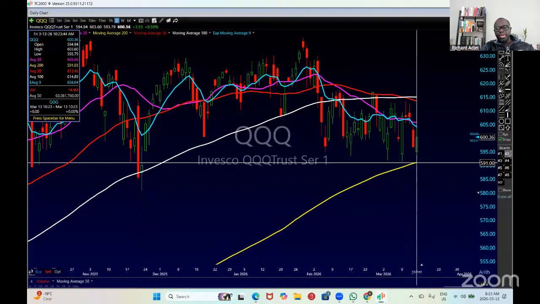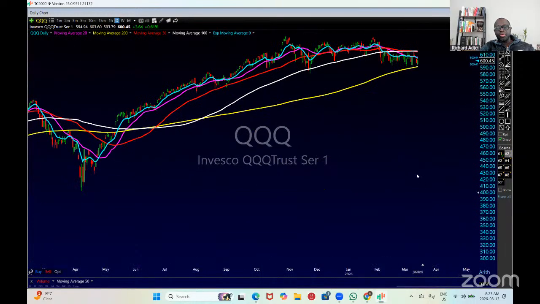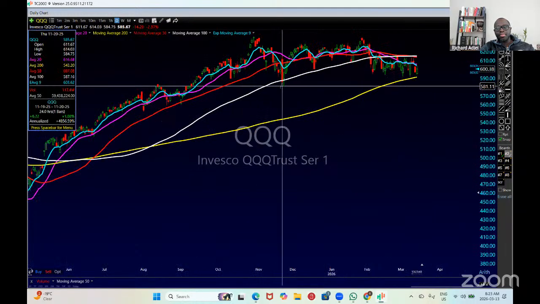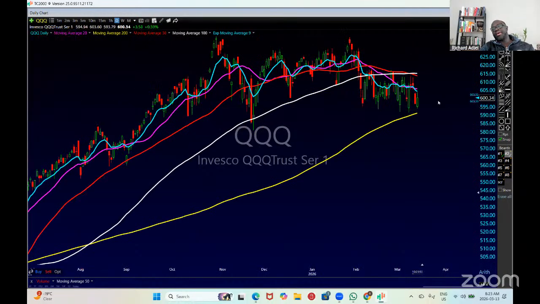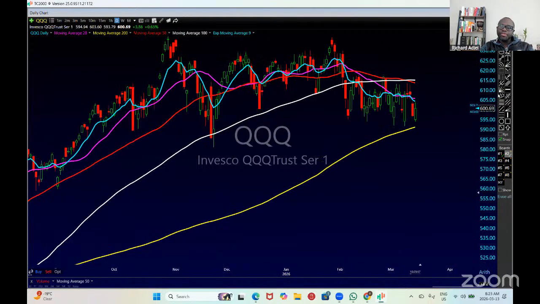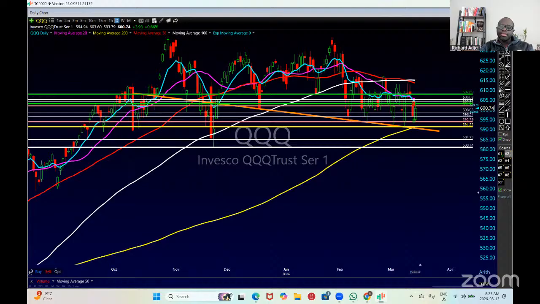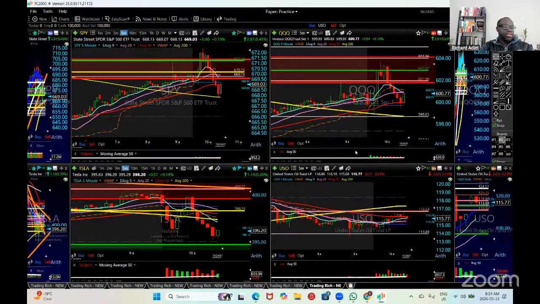QQQ must hold this 200. If it fails, then we are going to go lower, like to somewhere here, or wherever. But this is a clear bear flag. A clear bear flag, right? That's what's happening here. Let me check this out here. I'll look to see if I can get one long trade.